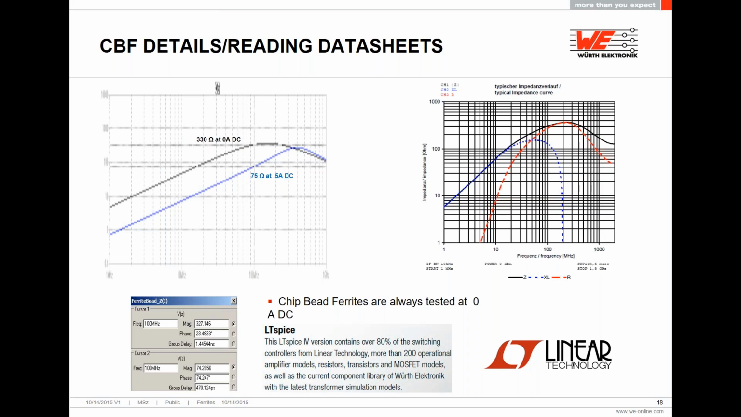We specify our chip bead ferrites with zero bias. This is something important to keep in mind. Therefore, we only show you the impedance that you will get with no current flowing through the part. For example, this slide shows 330 ohms of impedance at 0 amps. If you were to add current flowing through the part, you will be saturating the core. If you saturate the core, the impedance drops and the frequency shifts. We do actually have LTspice models, but only for our high current chip bead ferrites, so you can run your simulations.